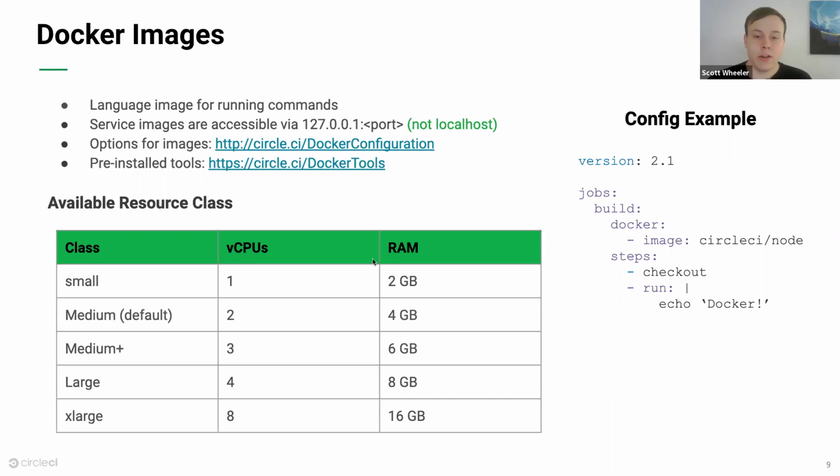To configure Docker, you can see the configuration example on the right side. We identified the version of CircleCI that we're using, which is 2.1. We have the jobs, build, Docker, and specify the CircleCI node Docker image. And the steps, we check out the code, and then we run echo Docker.